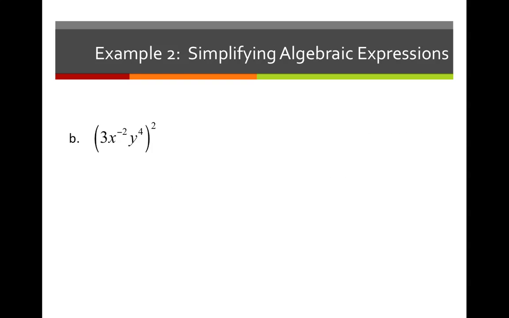Okay, what about this one? We start out with 3 x to the negative 2, y to the 4th, and that whole thing is being squared. So this is a power of product property. 3, x to the negative 2, and y to the 4th are all being multiplied together, so that makes it a product, and that means each of those factors can be squared individually.